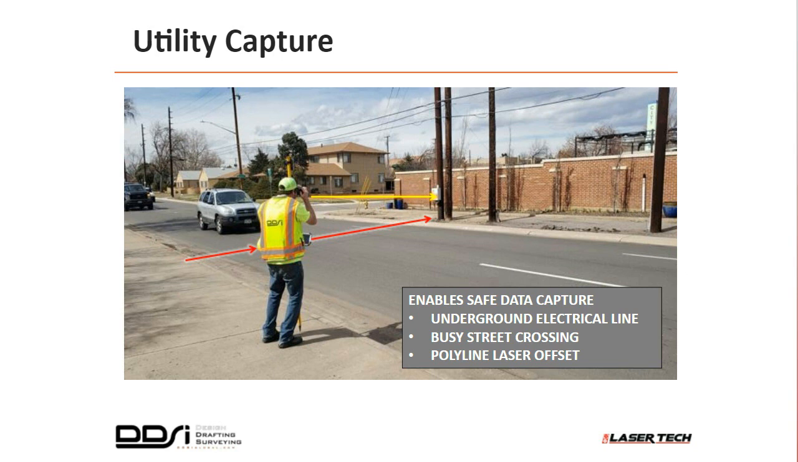By taking advantage of the laser offset routine, right here in the red you can see where there's a power line running from that pole underground over here. Instead of crossing the street or occupying the center of it, we were able to capture this point even though it was obstructed and difficult to access. That was no longer an issue. In this case, we were able to end our polyline feature capture by shooting the end of the underground electrical wire marked by our partnering third-party utility locator.